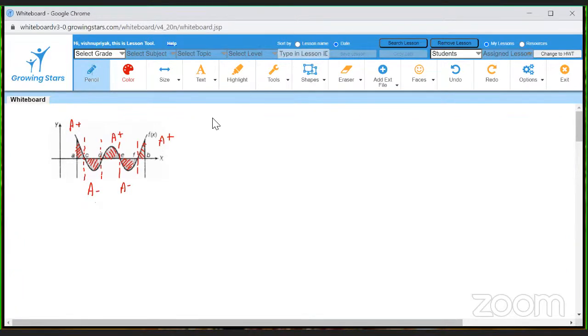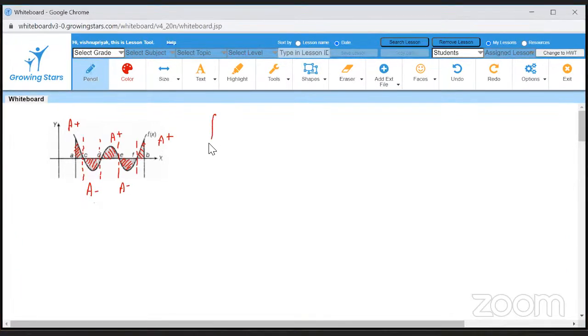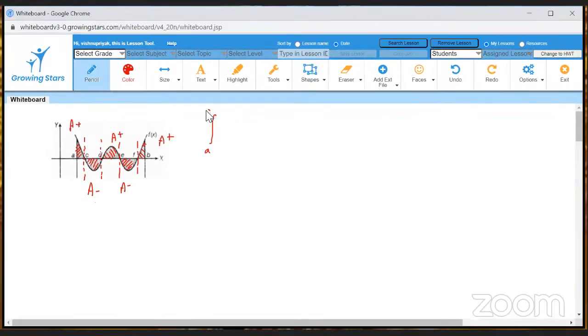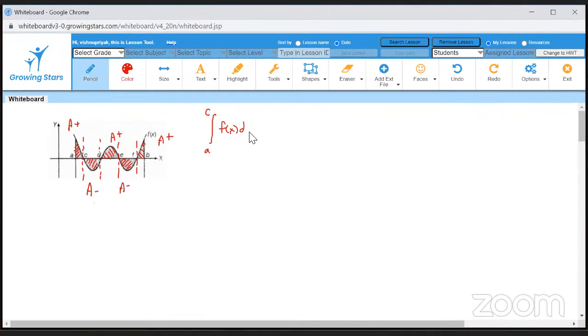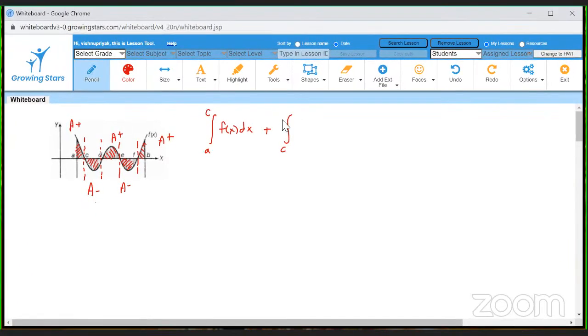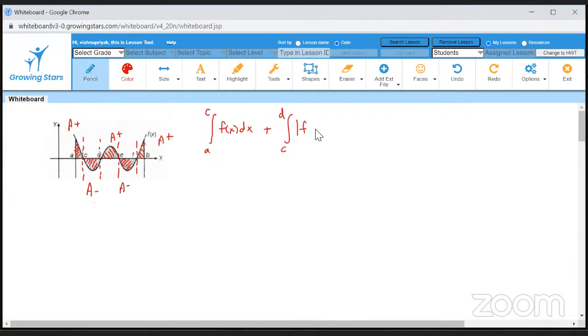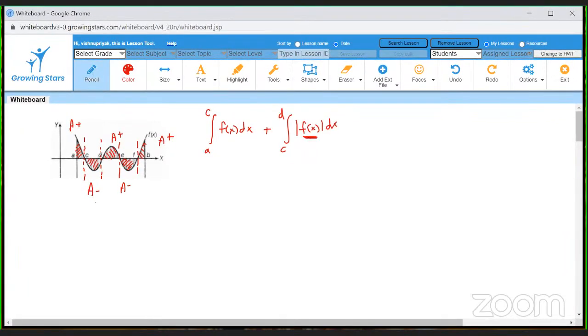So when you find the area, you will break it into parts A to C. You will take f of x dx, the function. Then you will take C to D. You have to take absolute value of f of x dx, because even if the area is negative, it will become positive. That's why you have to take absolute value.